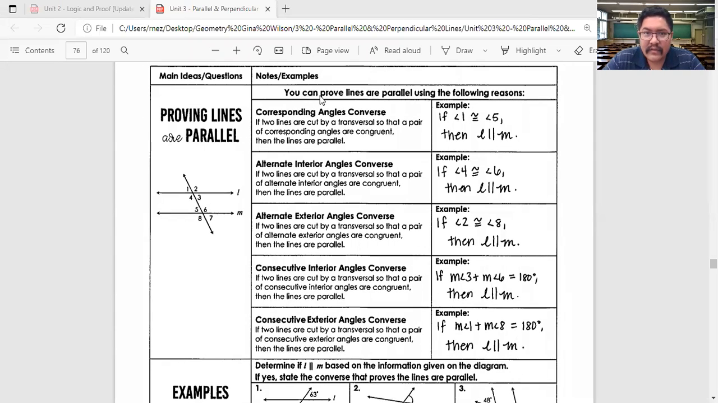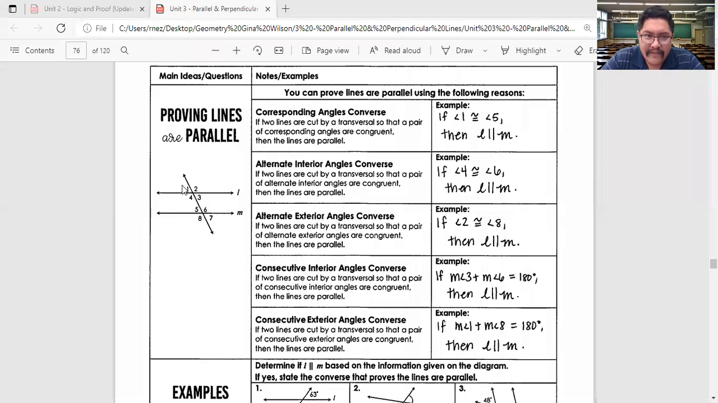So here are some ways that you can prove if lines are parallel using the following reasons. So corresponding angle converse. We did cover a lot of that logic stuff with converse and inverse and negation and all that stuff. If two lines are cut by a transversal so that a pair of corresponding angles are congruent, then the lines are parallel. So looking at this diagram here, if we have angle 1, this angle up here, congruent to angle 5, then we know that L is parallel to M.